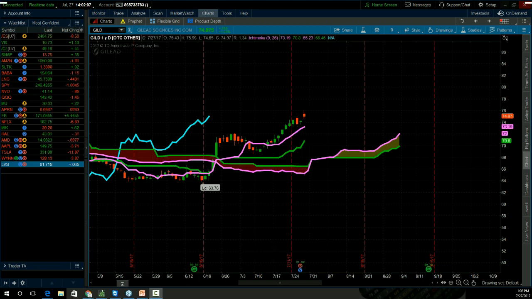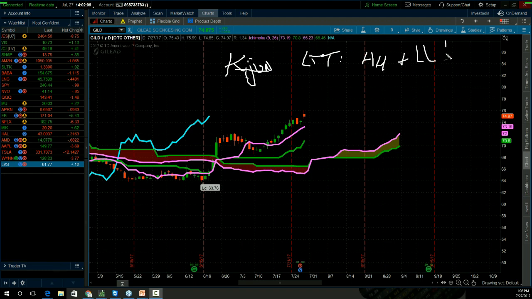This is known as your Kijun-sen. Remember, guys, I don't like these Japanese words. I just call it your LTT, which stands for your longer term trend. Your longer term trend is the highest high plus the lowest low over 26 periods divided by 2.